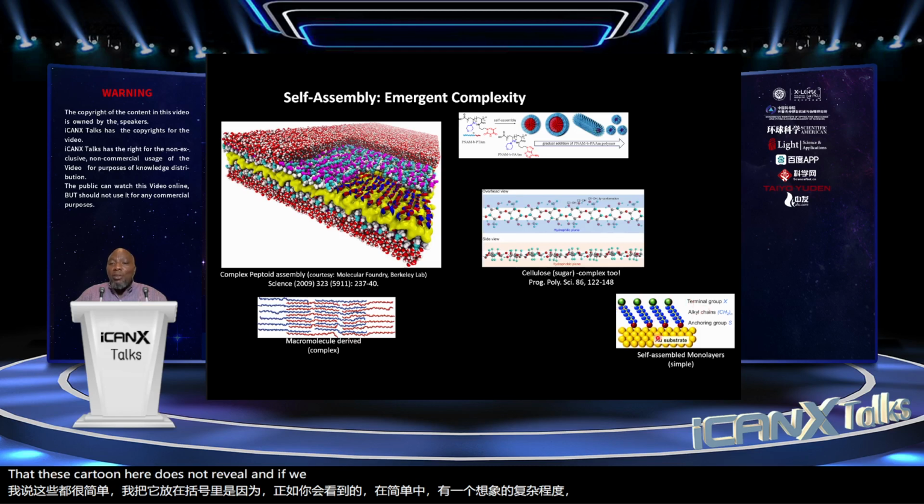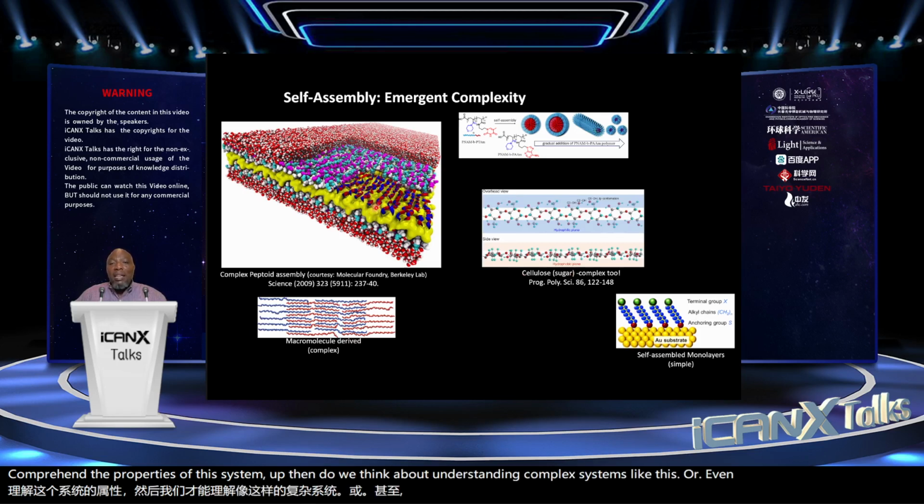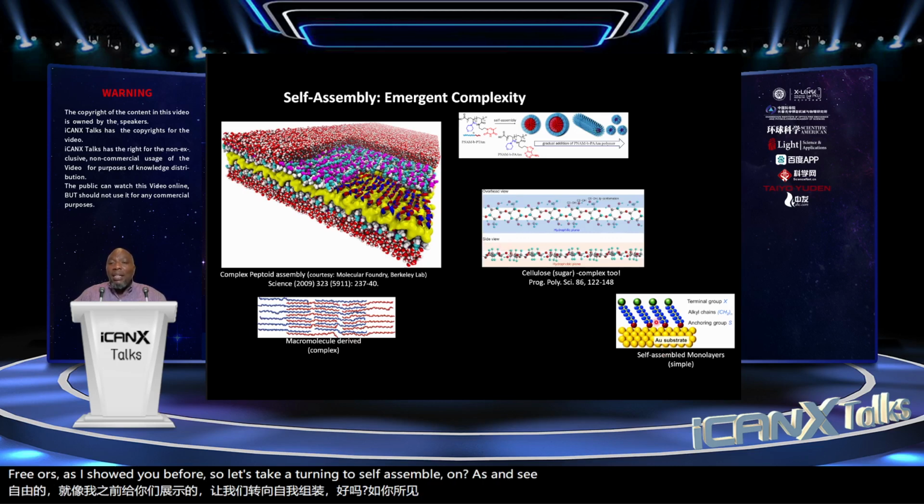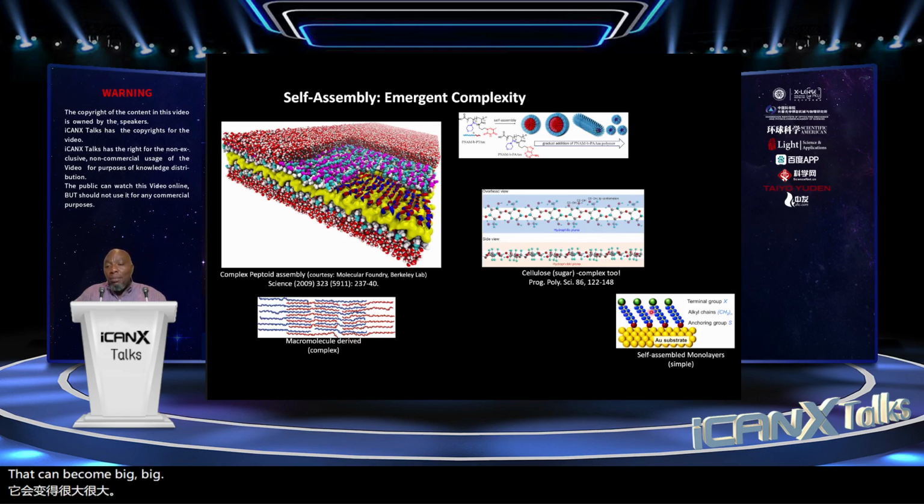And if we don't quite comprehend the properties of this system, how then do we even think about understanding complex systems like this, or even complex systems like we saw in the organelles of trees or proteins, as I showed you before? So let's take a journey into self-assembled monolayers and see how we can actually use these systems to start understanding their assembly and their properties based on a single carbon-carbon bond, and how that can become a big challenge in developing new technologies out of it.